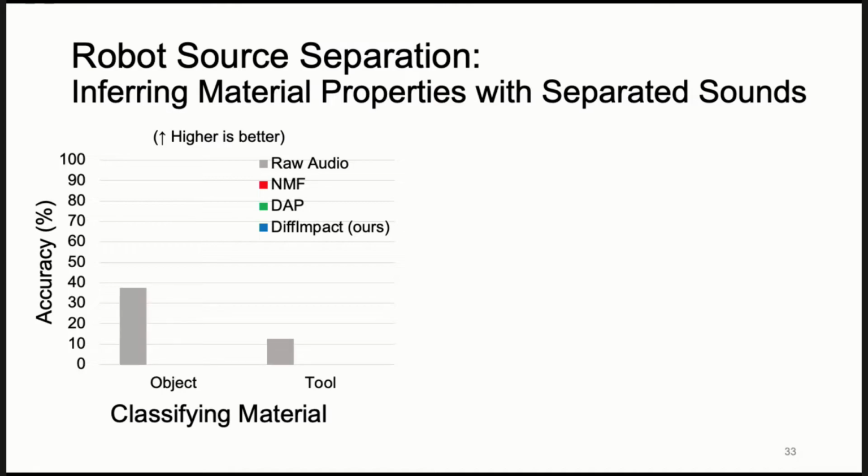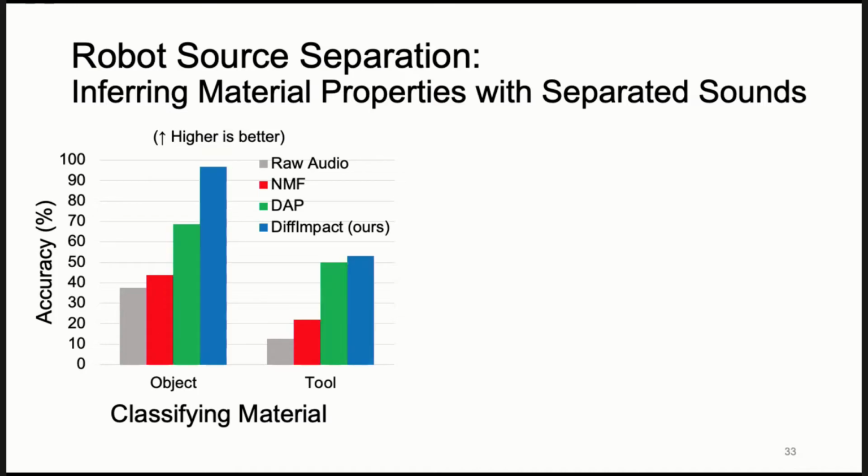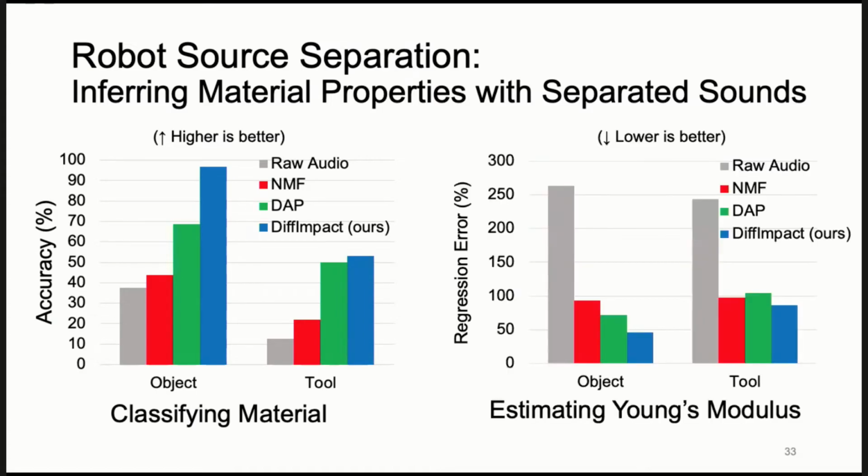Here's the classification accuracy we get from trying to classify materials from the original audio. Here's the accuracy from separated object and tool sounds from each object with our model-free source separation baselines. And finally, here we have the accuracy from using sound separated by Diff-impact. Diff-impact similarly outperforms our baselines for being used to regress Young's modulus from separated sounds. Estimating such properties before manipulating an object can inform the robot about how it can safely and effectively manipulate the object.